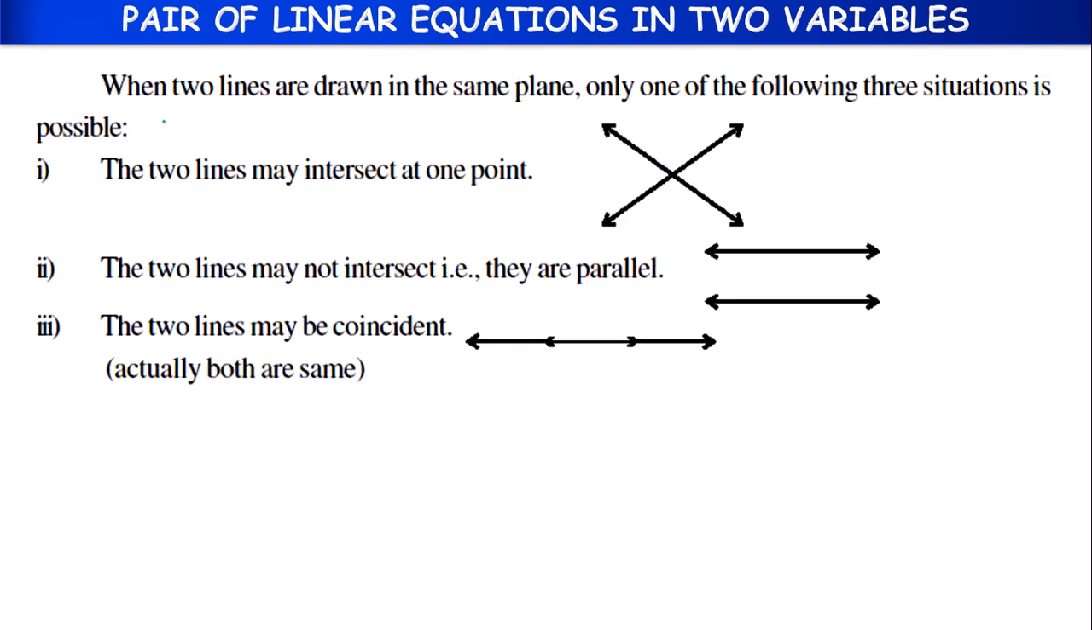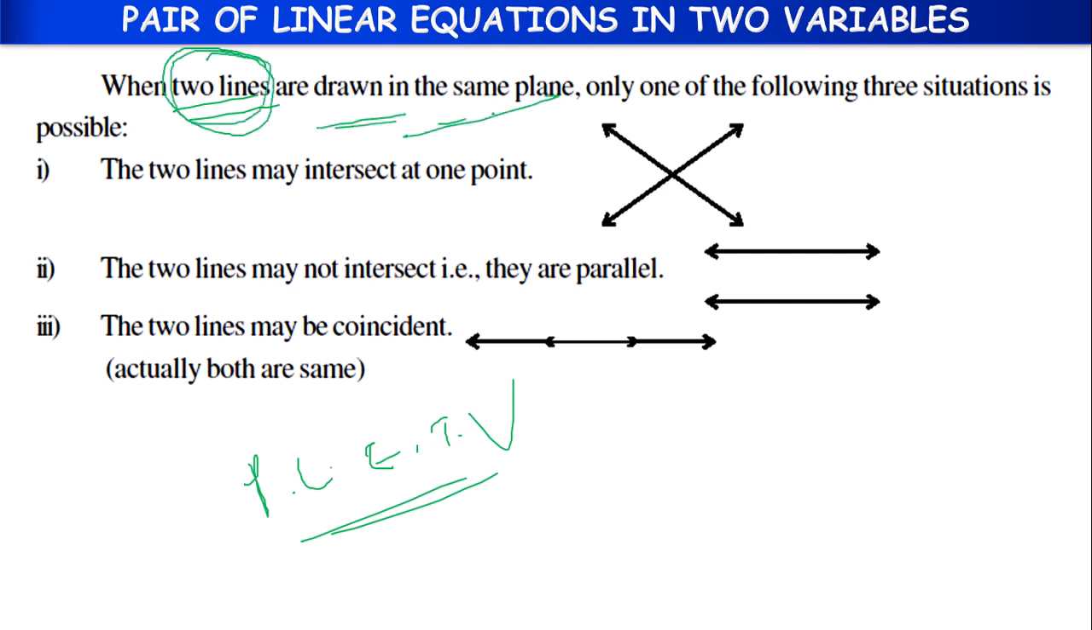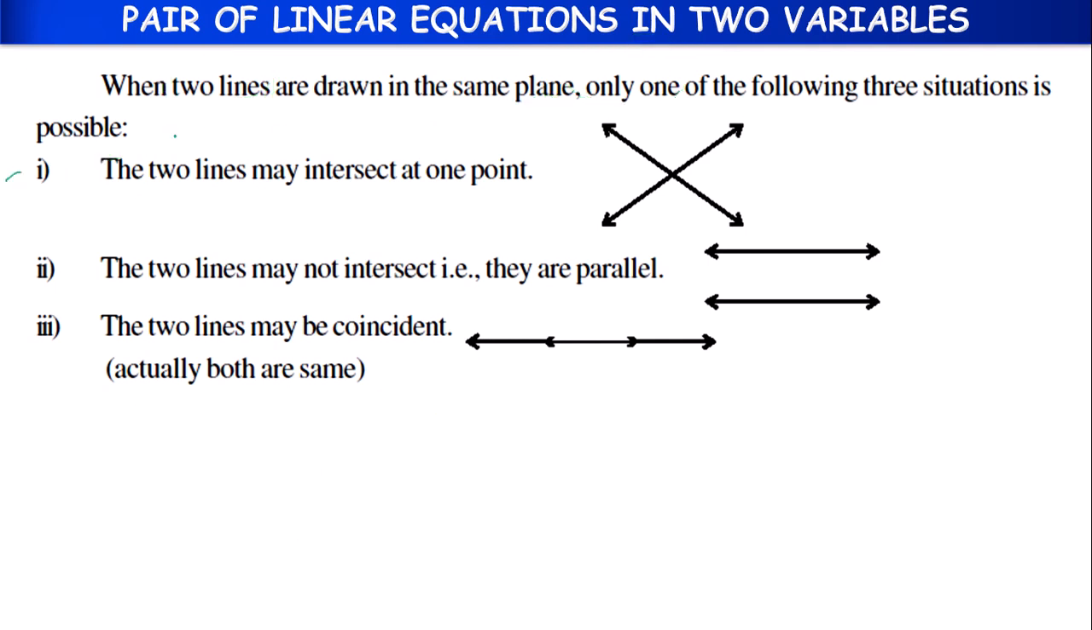Suppose we have a pair of linear equations in two variables. We have two equations, and each one represents one line. So two equations represent two lines, and they are drawn in the same plane. Between these two lines, only one of the following three situations is possible at a time.